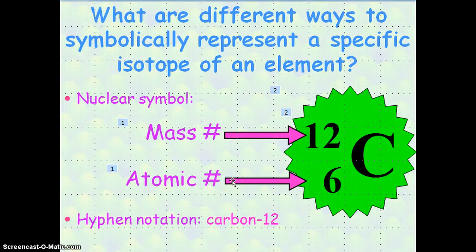The other way to represent what specific isotope you have of an element is called hyphen notation. Hyphen notation is when you write the name of the element, so carbon, and then you put a dash or a hyphen, and then you put just the mass number. So carbon-12, this indicates to us that we have an element of carbon, which we know has an atomic number of 6, so 6 protons, and it has a mass of 12. Okay, so that's another way that we can represent.